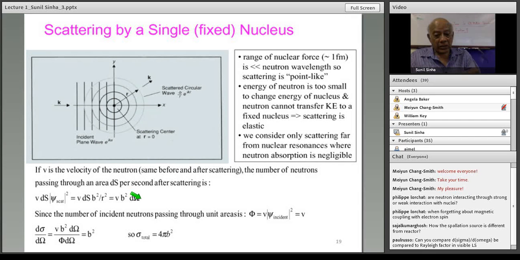Now you have to divide this by the incident flux to get the differential cross section. The incident flux phi is just the velocity of the neutrons times the incident wave function, which is a plane wave, so that just gives me 1 modulus squared, and so that's just v, and then you have to divide by the solid angle, d omega. So the d omegas cancel, and the v's cancel, and you're just left with d sigma by d omega simply equal to b squared. So that's the differential cross section for a single nucleus with scattering length b. And of course, since it's isotropic, if you integrate over 4 pi in solid angle, the total scattering cross section is just 4 pi times b squared. So that's the total scattering cross section for a nucleus.